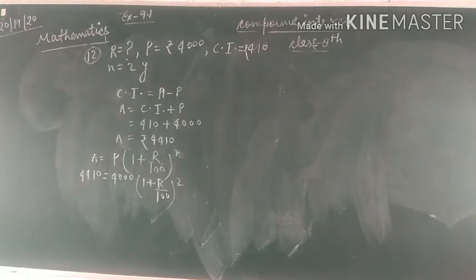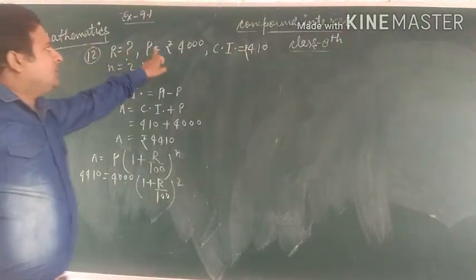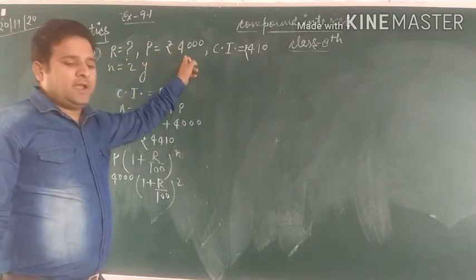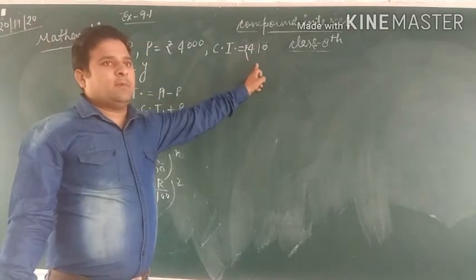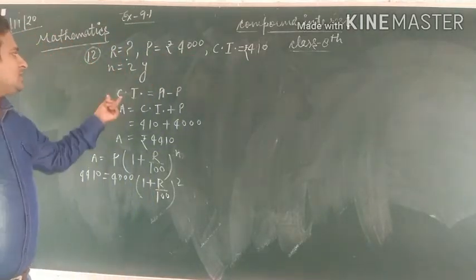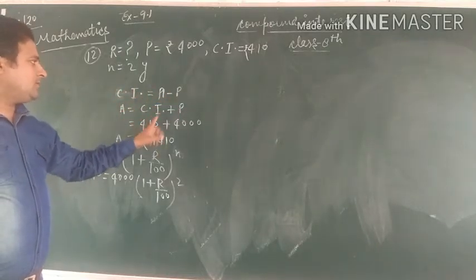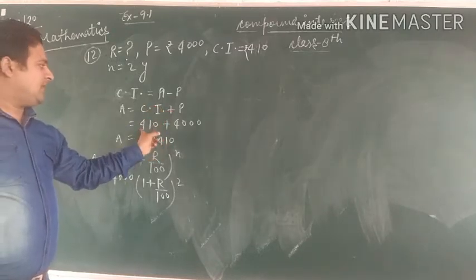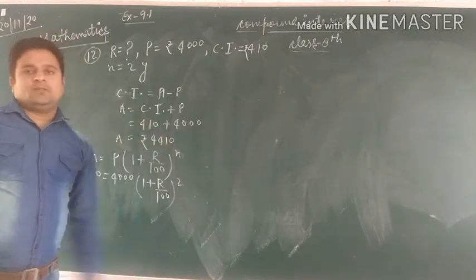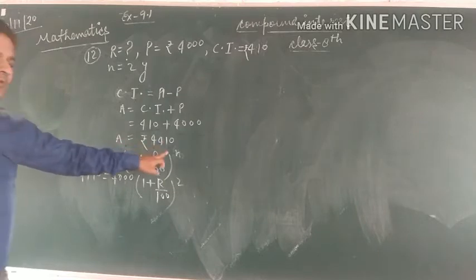Question number 12 I am telling you, and 13 is just the same. At what rate, means R is unknown, for P equal to 4000 and compound interest given, at time 2 years. So firstly the formula is CI is A minus P. We shall find out the amount. So that is CI plus P, that will give you 4410, because we will add the compound interest and the principal. So we shall get A equal to 4410.